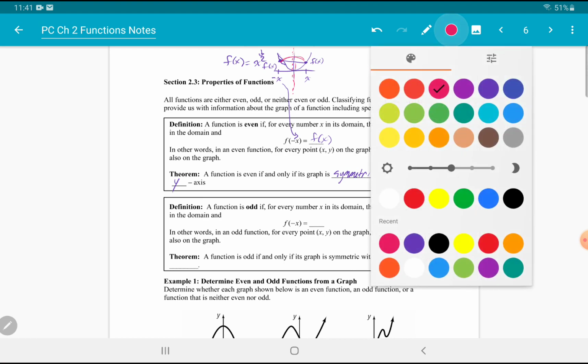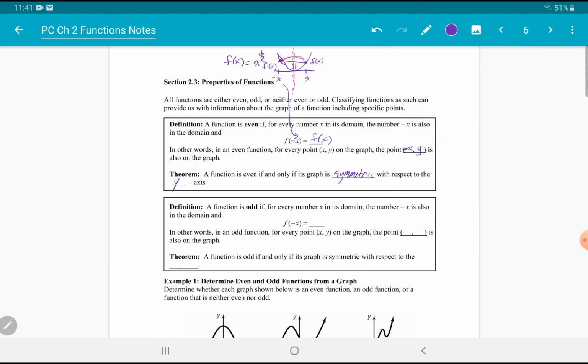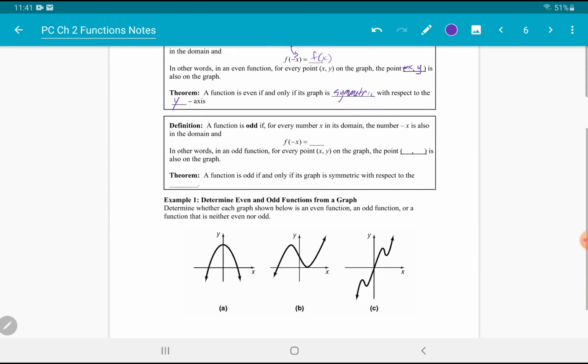All right, let's go now to the definition of an odd function. A function is odd if for every number x in its domain, you also have the number negative x in the domain. If you plug in the value of negative x into the function, you will get a negative output. You'll get the negative value of f of x.